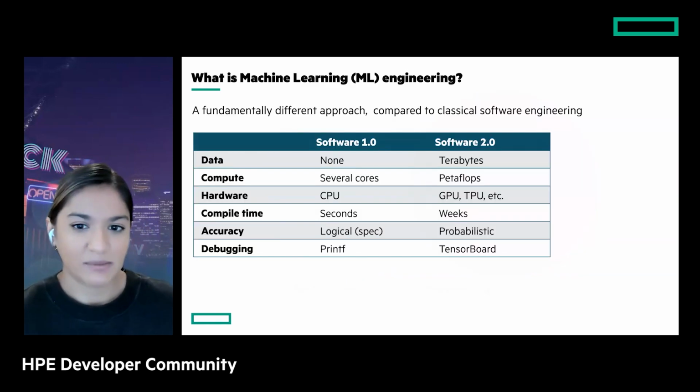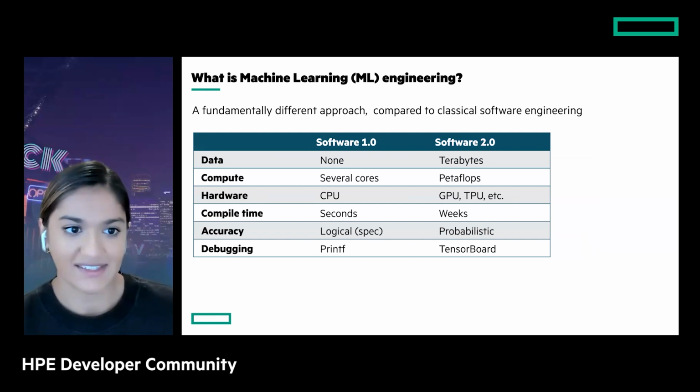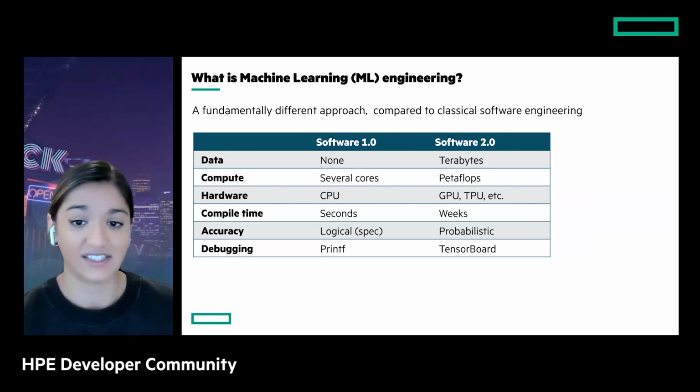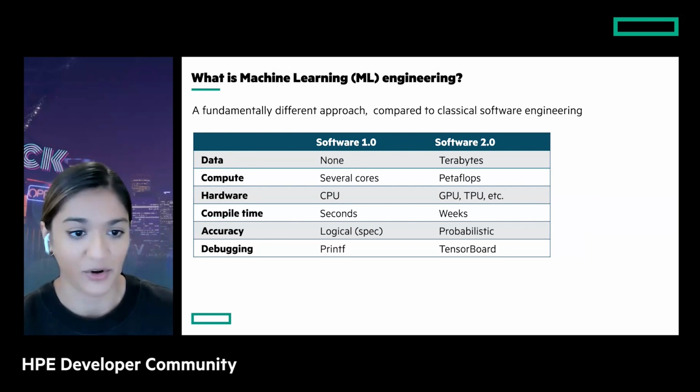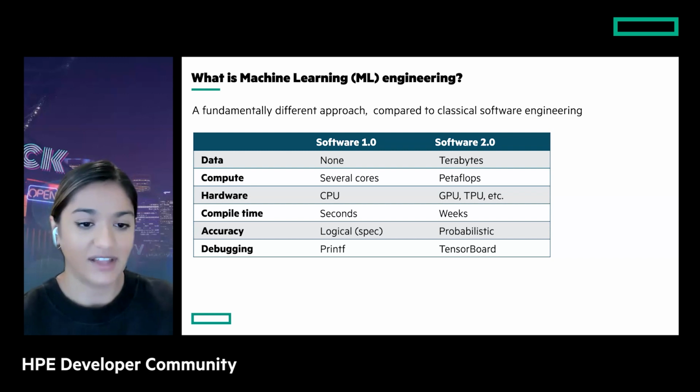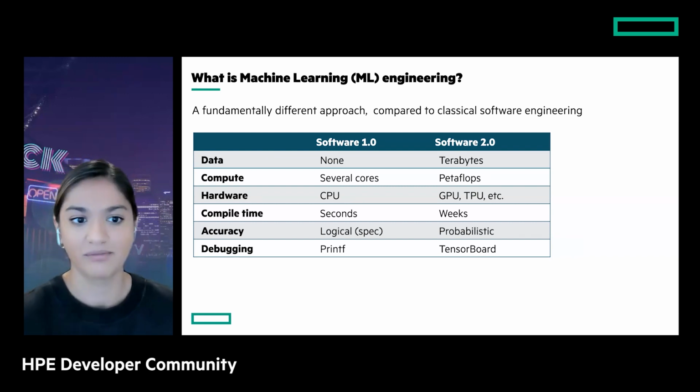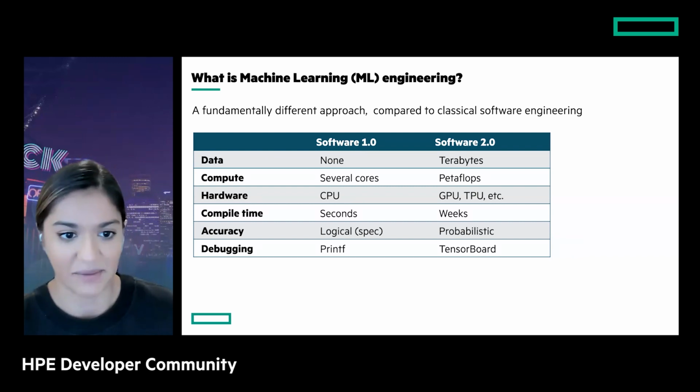And why are these disciplines so different? So although a machine learning model is a piece of software, it takes a fundamentally different approach compared to classical software engineering to develop a machine learning model. So on the left-hand column, you see software 1.0. This is what we're referring to as classical software engineering. And on the right-hand column, you see software 2.0, which is what people are commonly calling ML engineering today.